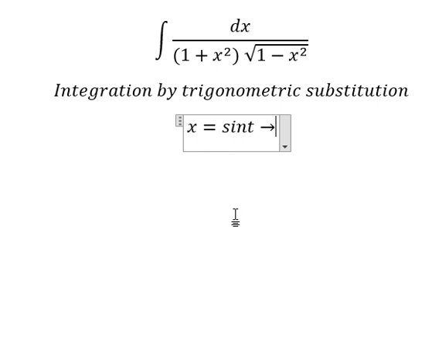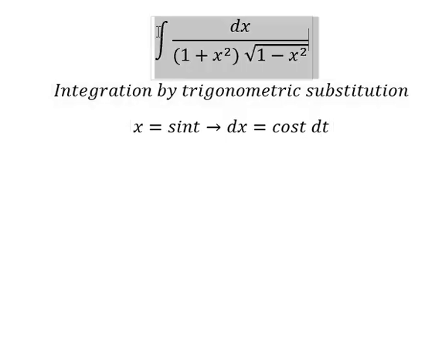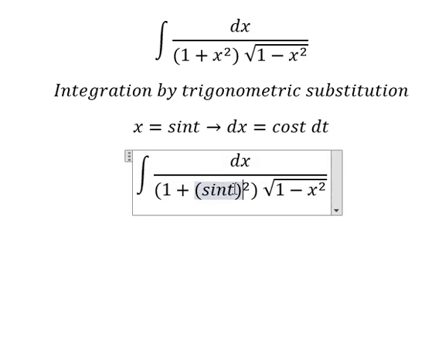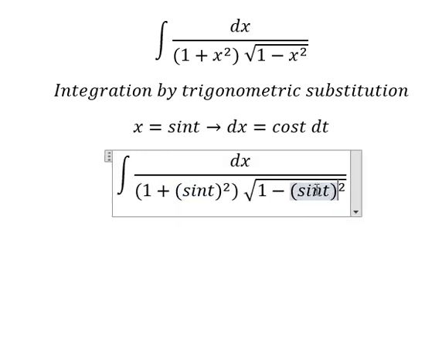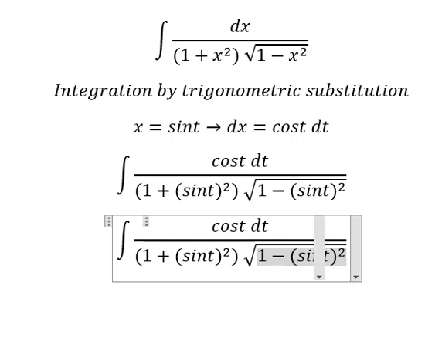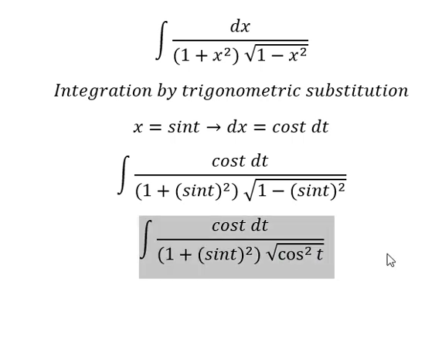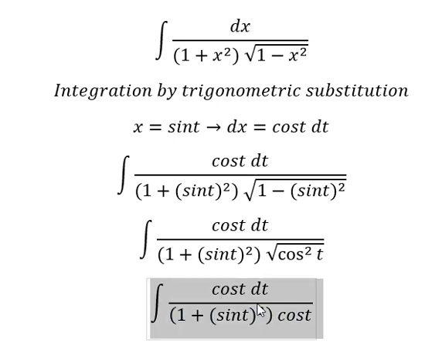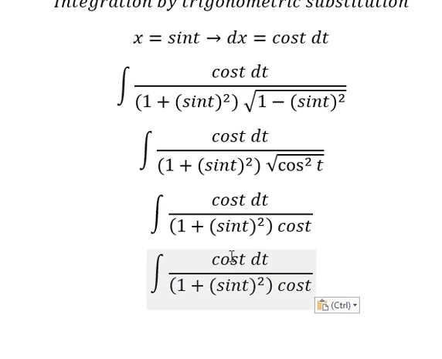Next, we need to first take the derivative of both sides, and we have dx equals cosine t dt. So I will put this one here and this one here. dx we change for this one. So this one, that is cosine squared t. The square root of this one, that is cosine t. Later we need to simplify cosine t over cosine t.